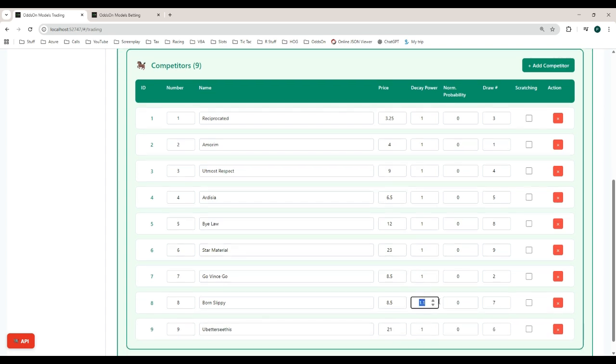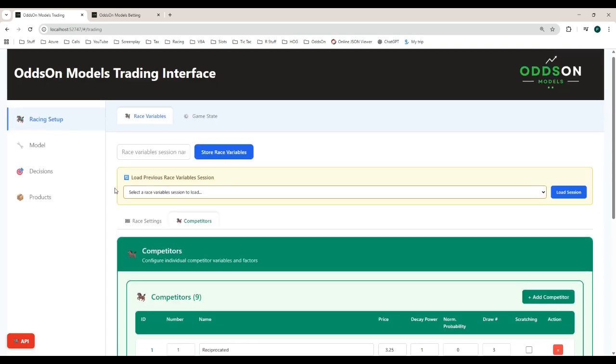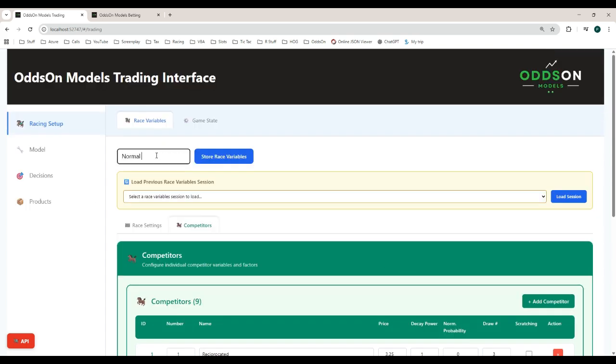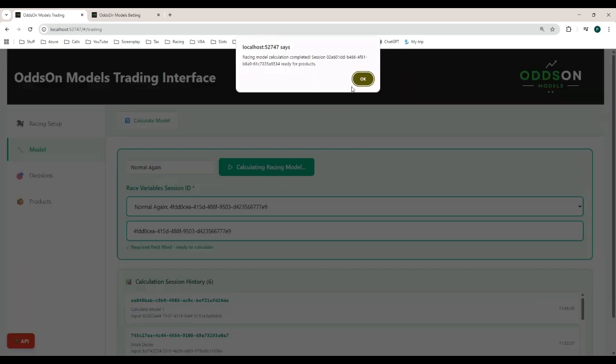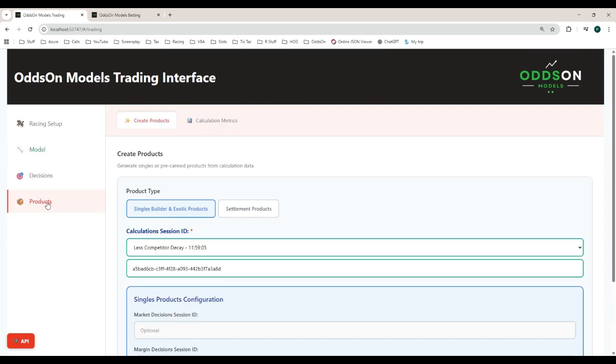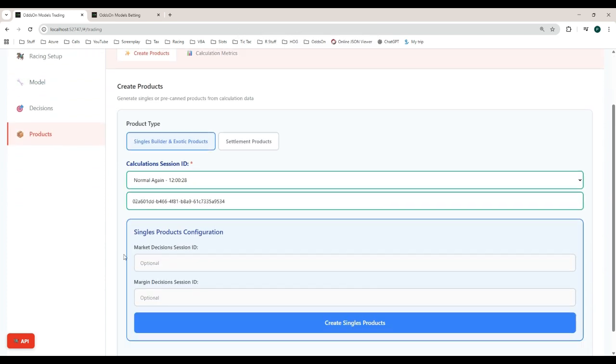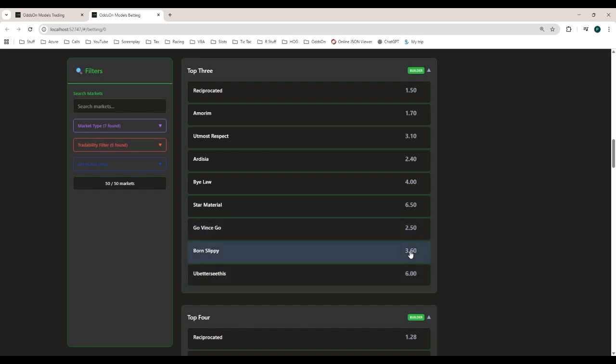So we've got one more thing to look at to do with the draw bias. So I'm just going to put those back to 1 again. We'll call this normal again. So I'll store those variables. Go here, normal again. We'll run that again, calculate that one. So now when we go back here and run normal again, if I put the numbers in correctly, they'll both go back to 3. So yeah, so there we have it. So we're back to kind of now our starting race, our most basic set of variables.